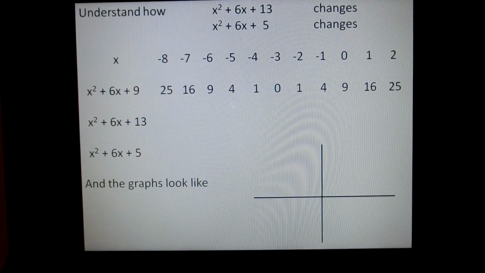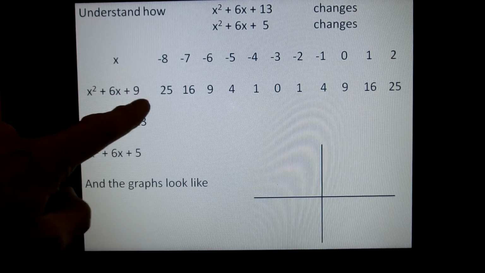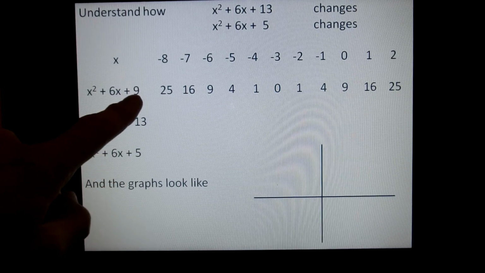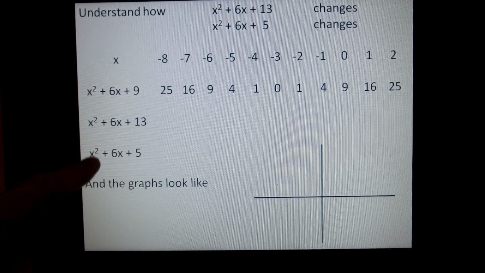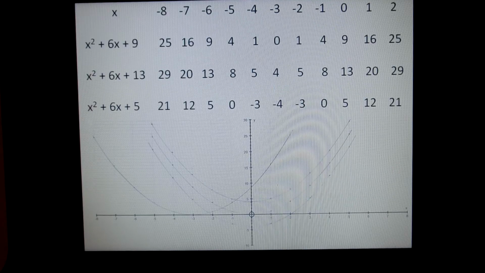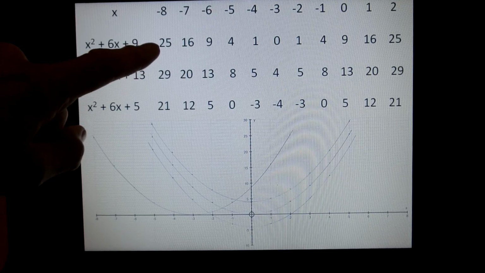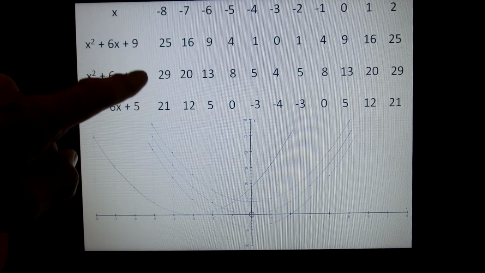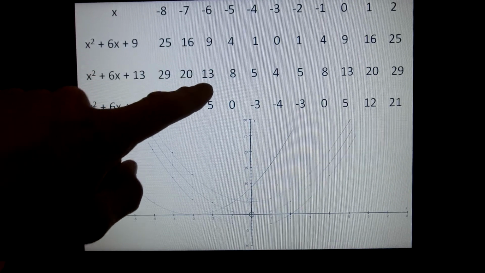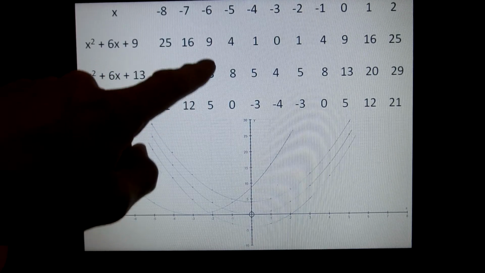There are two other expressions we're going to have a look at. This one here and this one here. This one is the same as this one, but for the fact that the 9 increases to 13, so it's an increase of 4. This one here is the same as this one, but for the fact that the 9 has decreased by 4. So the values of these two additional new expressions will be, in this case, 4 more, 4 more, 4 more, 4 more. In this case, 4 less, 4 less, 4 less.